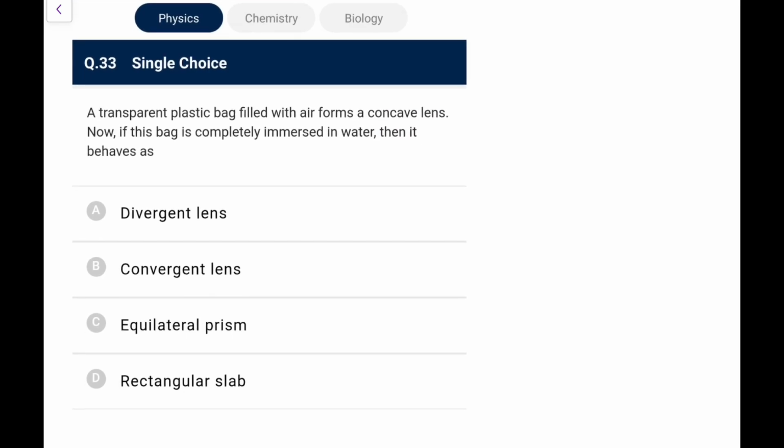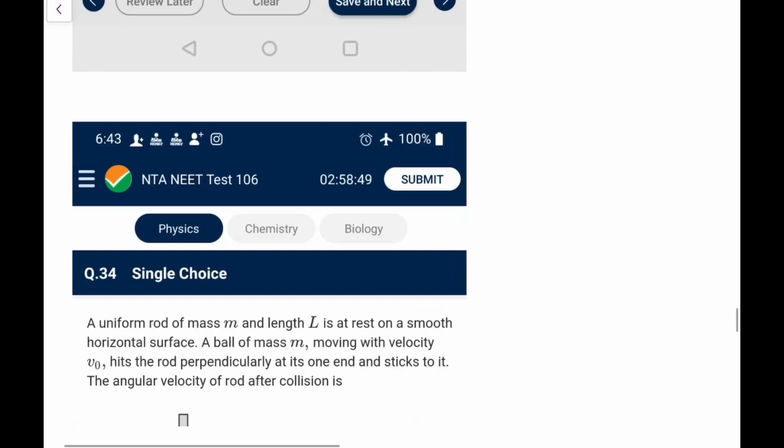Next one, a transparent plastic bag filled with air forms a concave lens. Now the bag is completely immersed in water, then it behaves as. Because it is forming a concave lens, and now in water the medium has a refractive index greater than that of the lens, so its nature will be reversed, so it will behave as a convergent lens. You can directly go for this. That logic you can use.